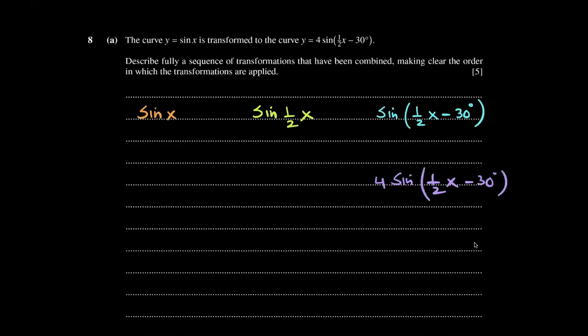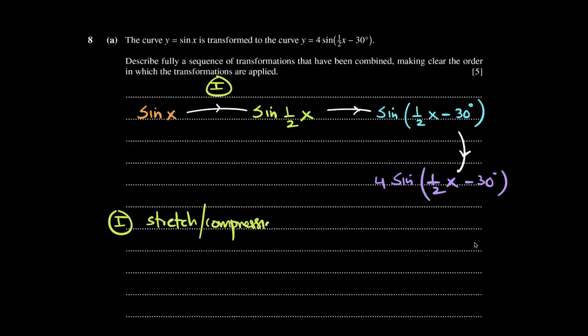Now, this is the order that makes sense. Basically, we are starting with x. We are making it half x. Then we are shifting it, and then we are stretching it. So let's focus on the first transformation, that is from the orange to the green. So this first transformation is basically stretch, or we can also say compression along x-axis. So when it's a compression along x-axis, the scale factor is the reciprocal of the coefficient of x. So therefore, we will say the scale factor is 2.